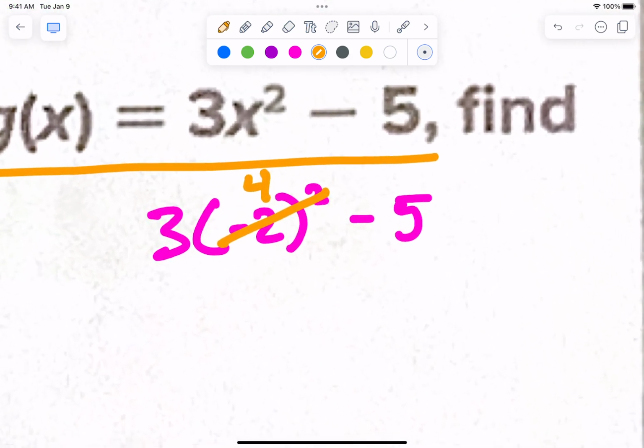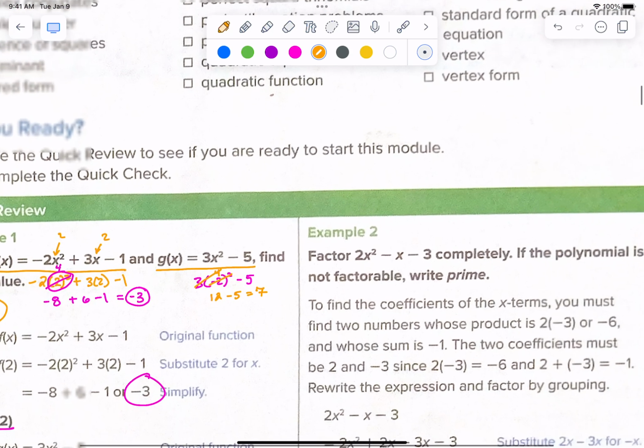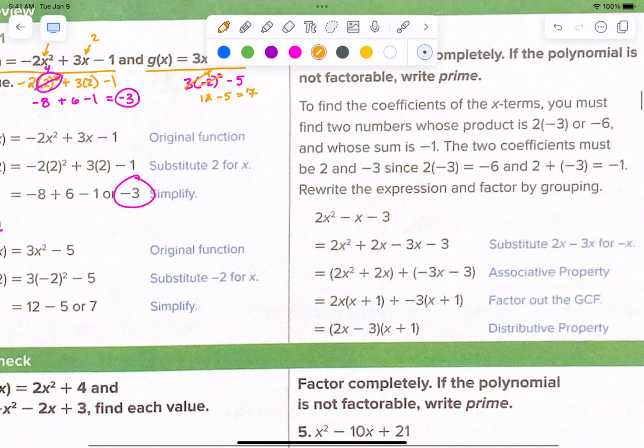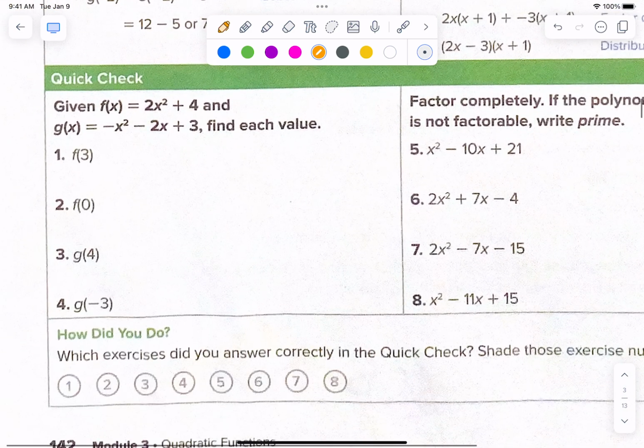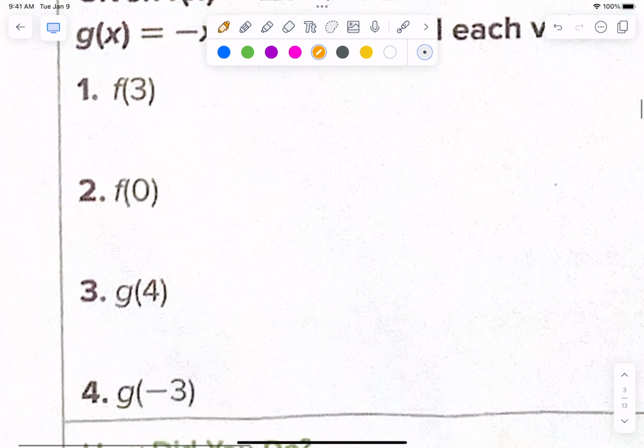Positive 4. Okay, 3 times 4 is 12, minus 5 is 7. Perfect. Okay, we're not going to do example 2. That's really hard. You guys don't know how to do that yet, and they think that you do. Okay. All right. Let's just do one of these.